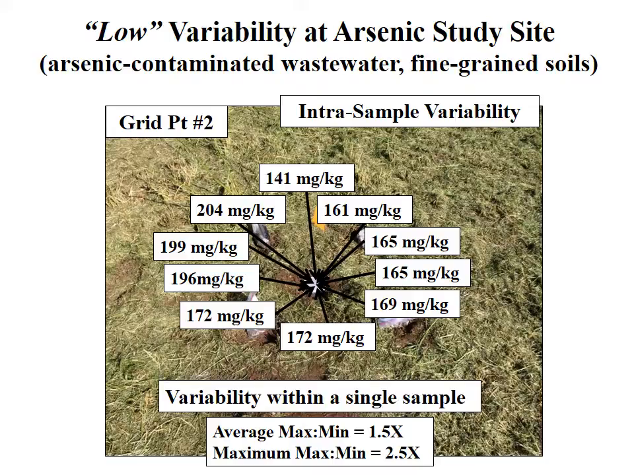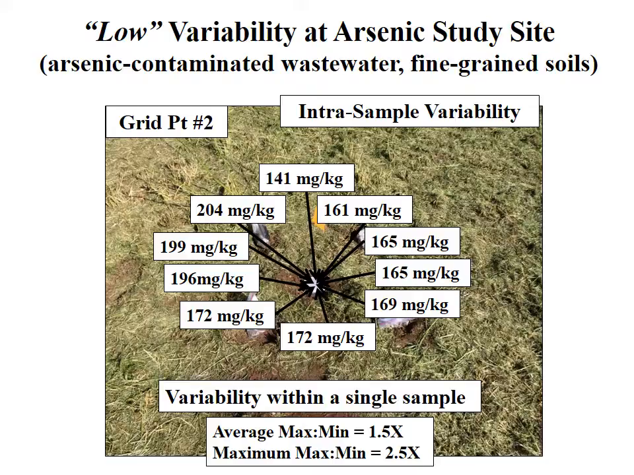So here are the results. This is the arsenic study site, where again we expected lower variability. Indeed, that's what we saw. This is a grid point 2 example of data looking at intra-sample variability. The lowest concentration of arsenic reported for the sample was 141 milligrams per kilogram. The highest concentration of arsenic reported in the sample, again using the XRF, was 204 milligrams per kilogram.